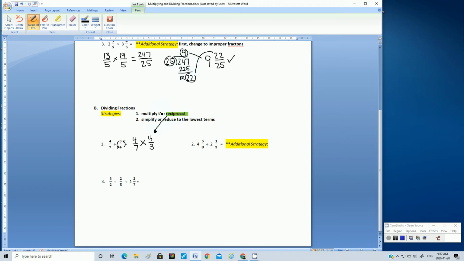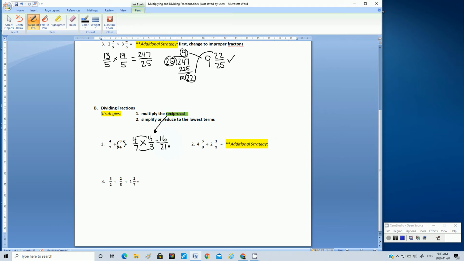All right. Well, we know how to multiply. We've mastered multiplication. So we know that step 1, we multiply the numerators. So 4 times 4 is 16. Okay. And then we multiply the denominators, the new denominator. 7 times 3 is 21. Okay. Then we simplify or reduce to the lowest terms.